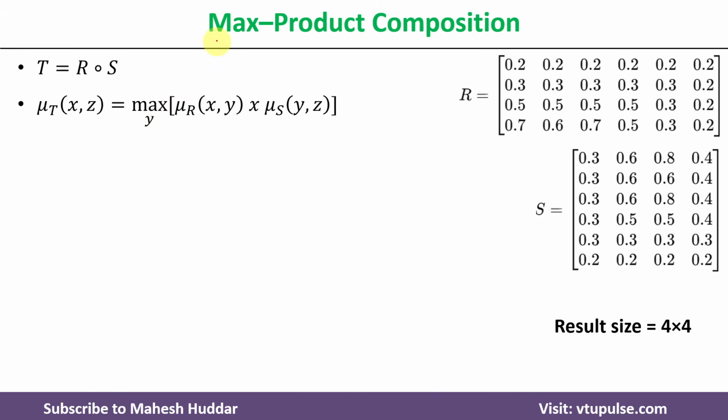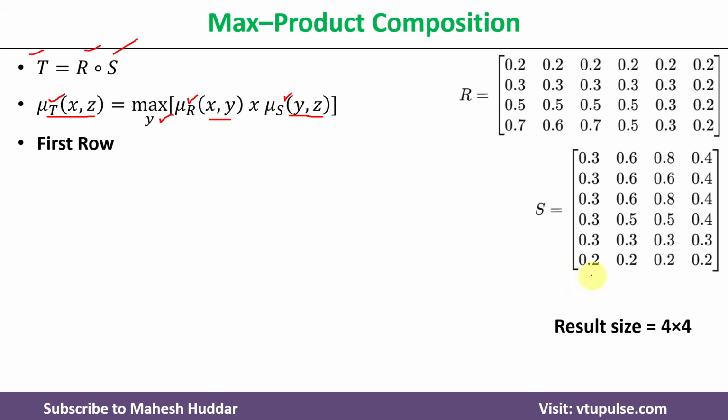Next, we will go for the calculation of the max product composition between the fuzzy relations R and S. So we will get the new fuzzy relation T. This can be calculated by using this formula: the membership value of (x, z) in fuzzy relation T is equal to the maximum value of the product of the membership value of (x, y) in fuzzy relation R and the membership value of (y, z) in fuzzy relation S, for all y.